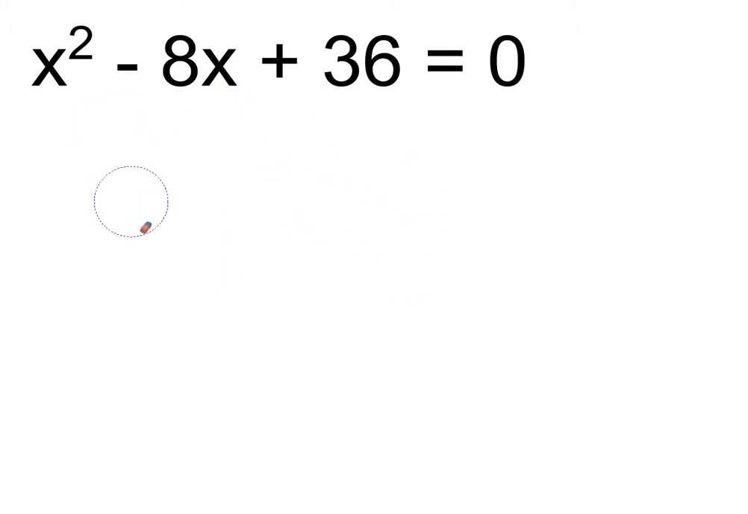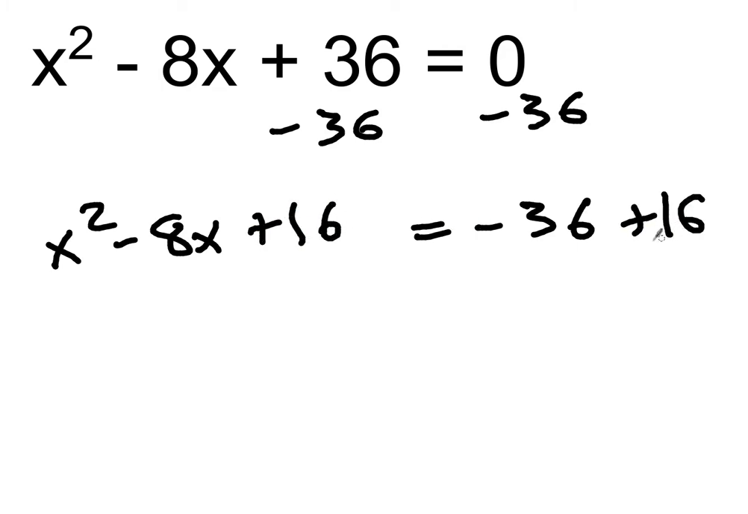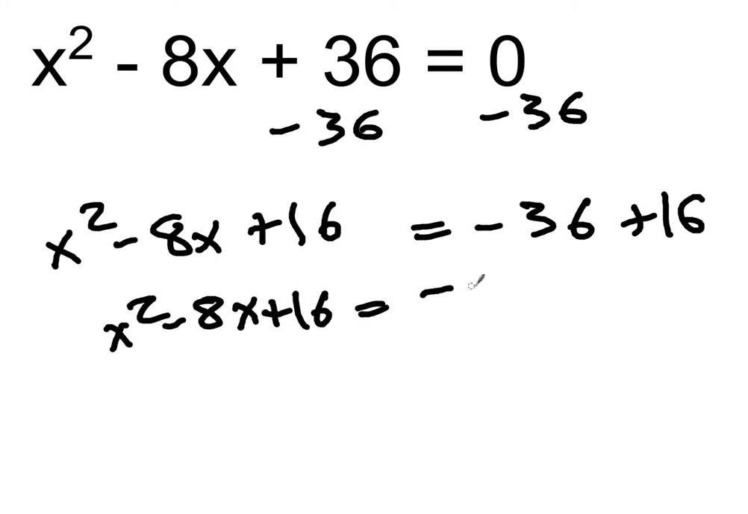So there's two ways you can do this. We can do this the way that we did it the first time. We could subtract 36 from both sides, and then we could add 16 to both sides. Okay, so that's one way to do it. And this is where we want to get.